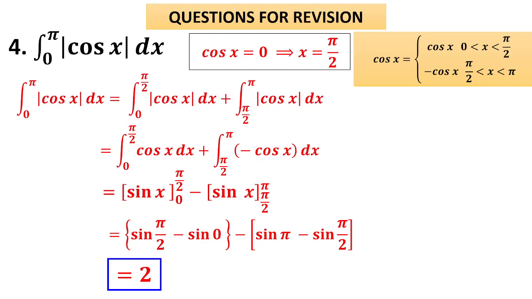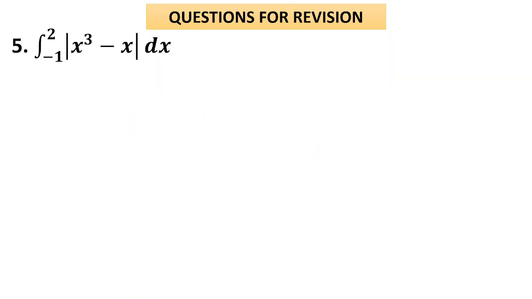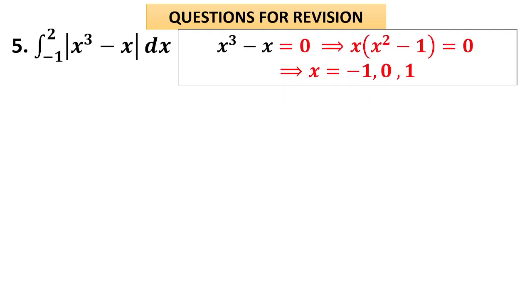Good. Now let us go to another problem where it is mod of x cube minus x. Now already we have split the integral only into 2 in most of the cases. Here let us apply the same idea. I will equate x cube minus x to 0. I will get x into x square minus 1 is equal to 0, x into x plus 1 into x minus 1 is equal to 0. The value of x is minus 1, 0, 1.